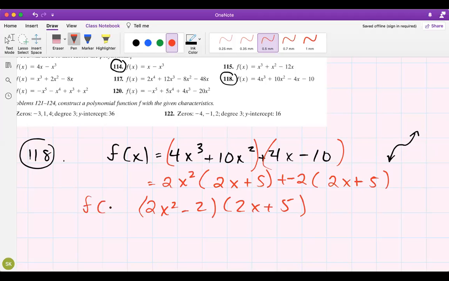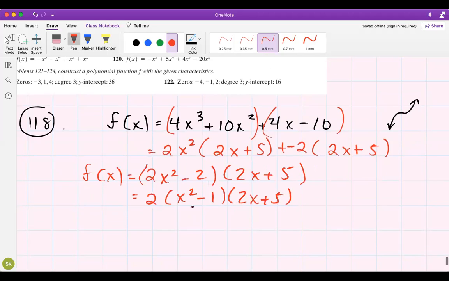And then we'll have 2x squared minus 2, times 2x plus 5. That's our function. And we can factor this piece a little bit more by taking out a 2, and we'll get x squared minus 1, times 2x plus 5. And then one more step, we can factor that. So 2x minus 1, x plus 1, and then 2x plus 5.